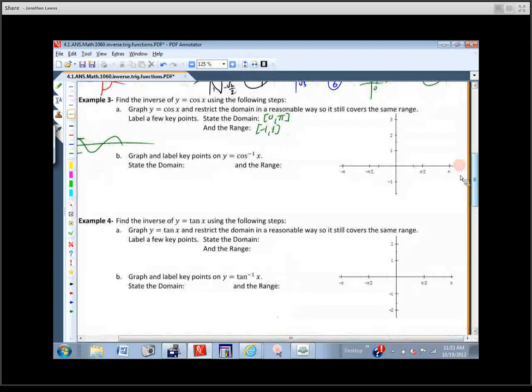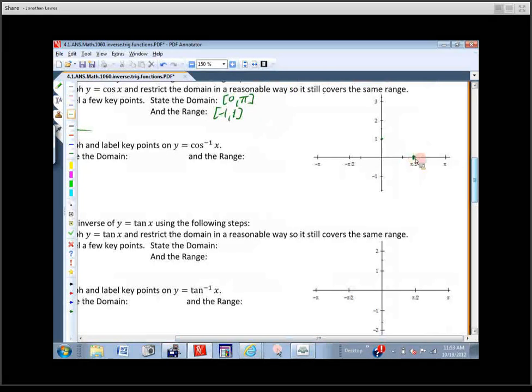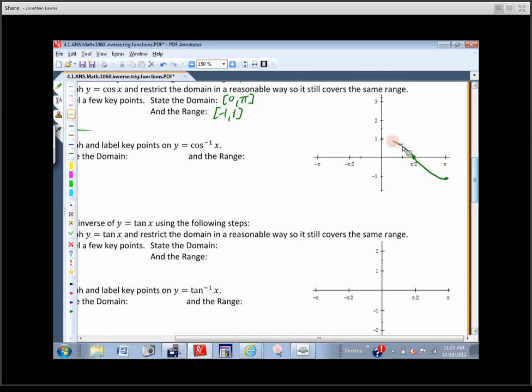So let's see, that's going to look like this. It's going to start off here. Good. Down to here and down to here. So here's our modified cosine graph. And I struggle with these. That looks like garbage. I'm not going to take the time to label a couple points, but we could identify those pretty quickly.